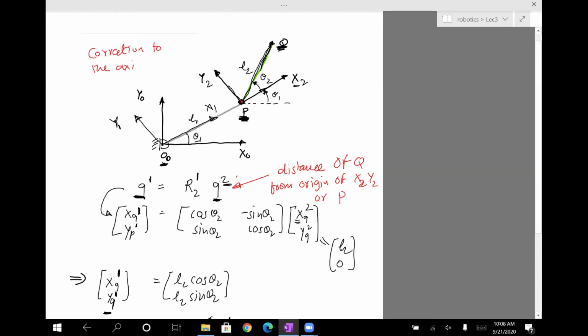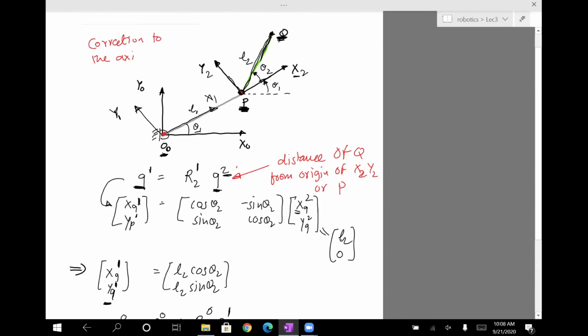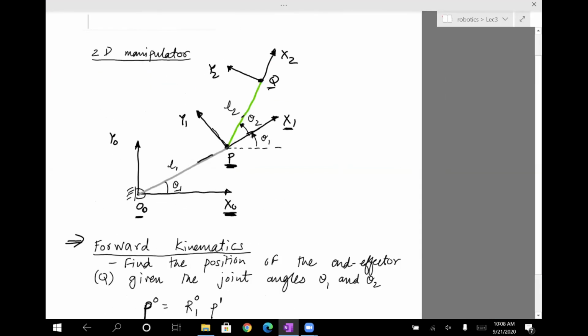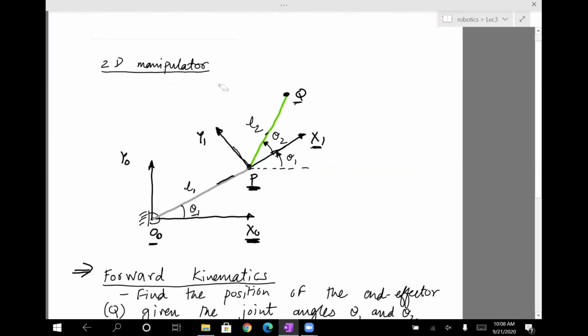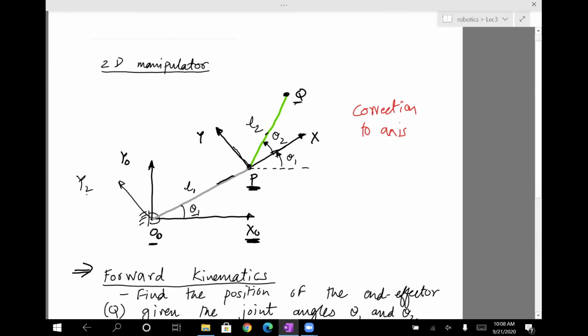And same for point P. It will be the distance from frame 1. This should be somewhere in the, I think it's in the previous, yeah, it's right here. So this needs to be fixed too. So correction to axis. This is y1, x1, x2, y2.